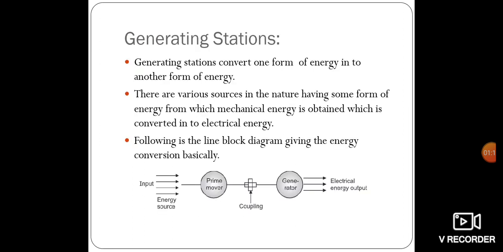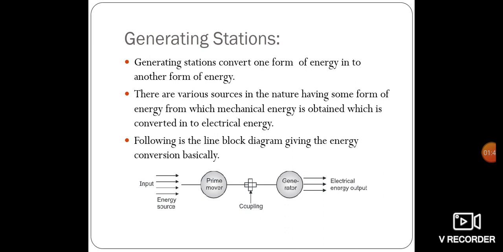So, what are generating stations? Generating stations convert one form of energy into another form of energy. There are various sources in nature having some form of energy from which mechanical energy is obtained, which is converted into electrical energy. So following is the block diagram giving the energy conversion basically.